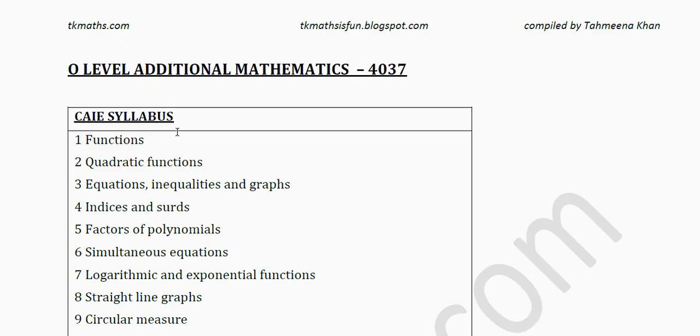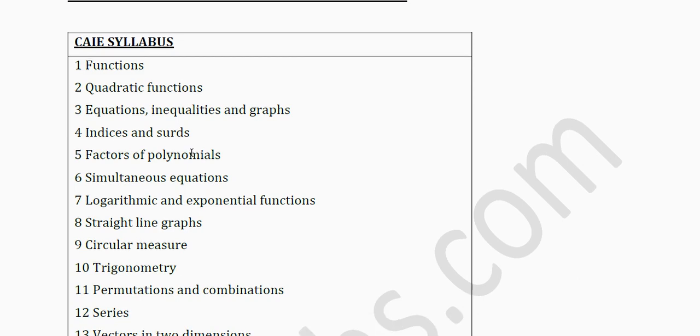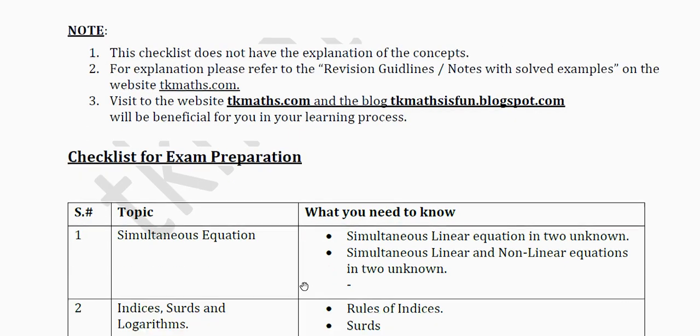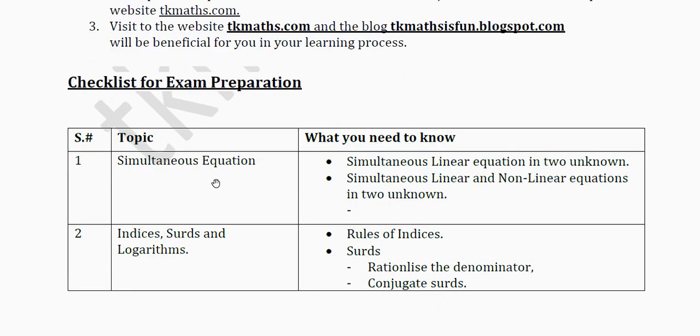So according to the CIE syllabus, these are the topics in your course. There are altogether 14 topics and there are subtopics within each. Before I begin, let me tell you, I'm not going to explain any concept here. For the concept revision, you can refer to the revision guideline, which is available on the website tkmaths.com. Besides that, free videos are available on the blog and on the website both, right? So I will just go through the concepts, topics and subtopics a little fast. And if you want to note down anything, you can pause the video, right?